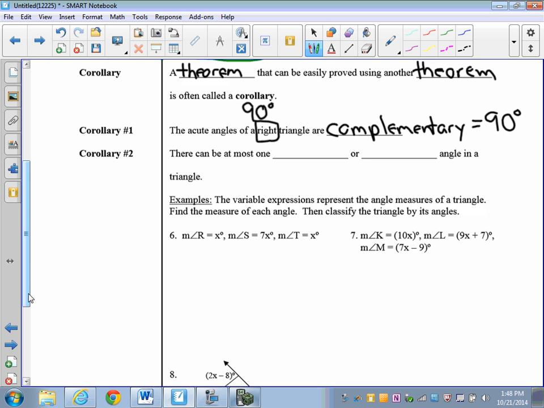The second corollary says there can be at most one obtuse or right angle in a triangle. This works out because assume that it's false. That would mean I could have two obtuse angles. So let's say I'd have 91 plus 91. I'm already over it, right? That's 182, which is greater than 180. That's why you can't have more than one obtuse or more than one right angle.